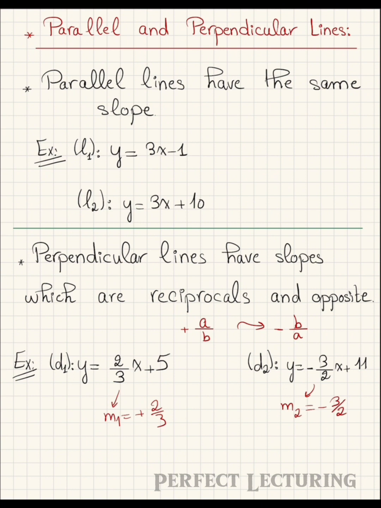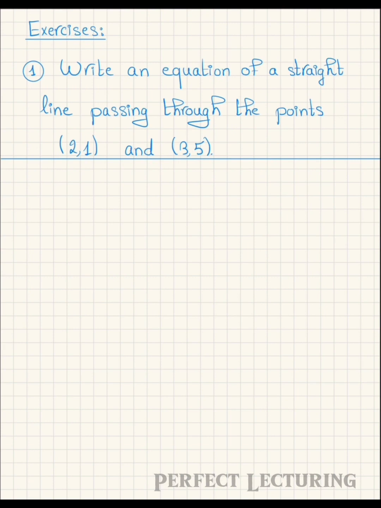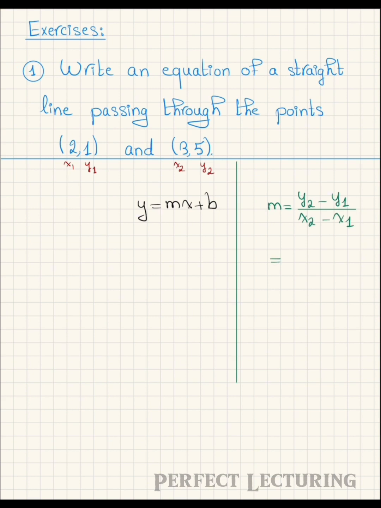Let us do some questions now. In exercise 1, we are supposed to find an equation of a straight line which passes through 2 points. Since I'm given 2 points, I can think of the coordinates of the first point as x1 and y1, and those of the second point as x2 and y2. Let us use the standard form, which is y equal to mx plus b. Since we have 2 points, we can immediately calculate m, that is y2 minus y1 over x2 minus x1. So it is equal to 5 minus 1 over 3 minus 2, and that is equal to 4. So we get that y equals 4x plus b.